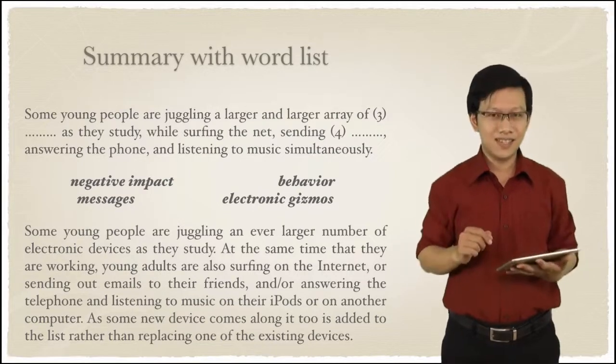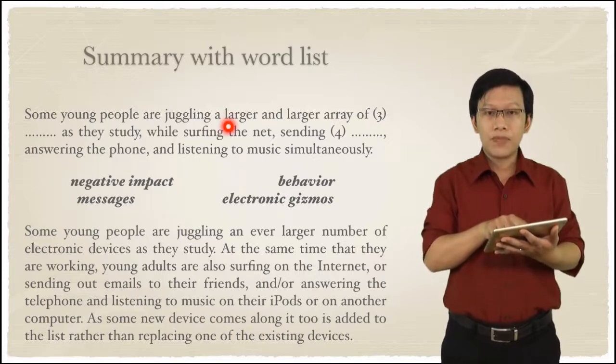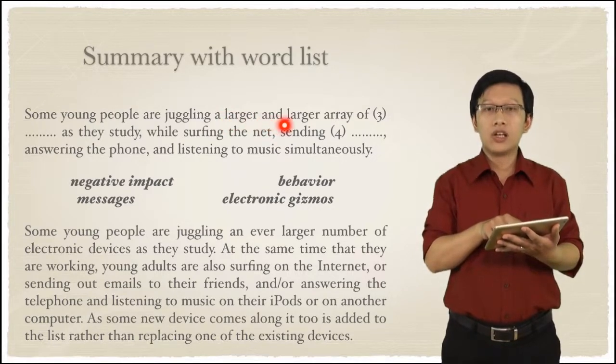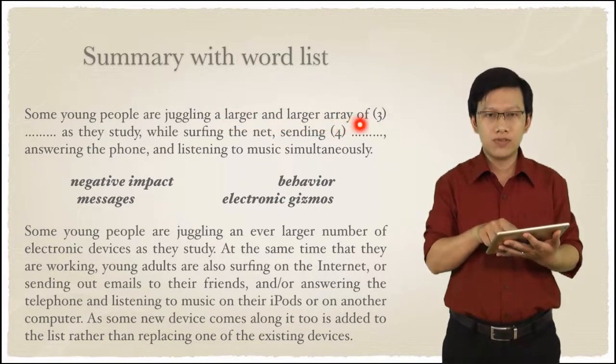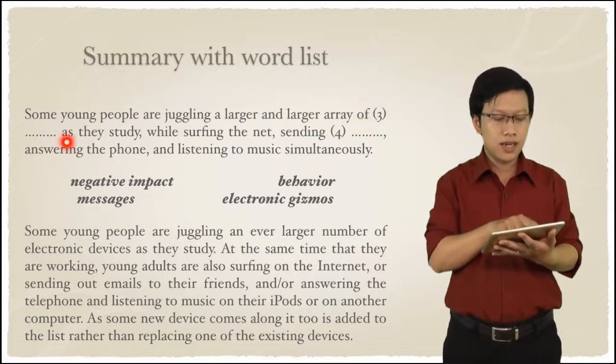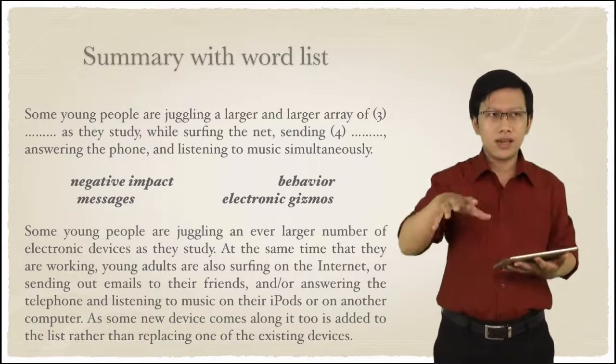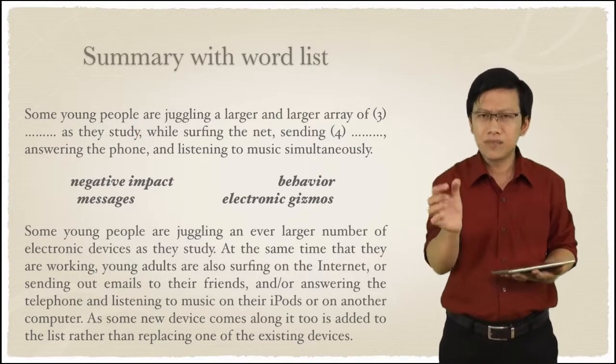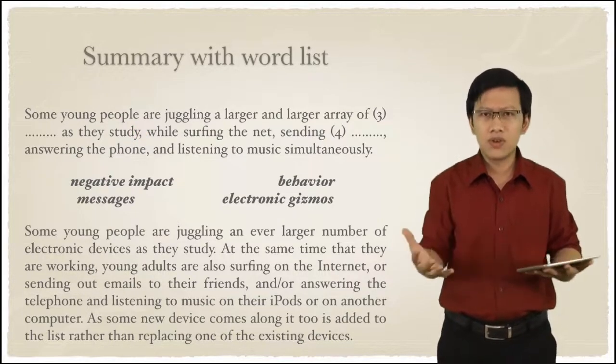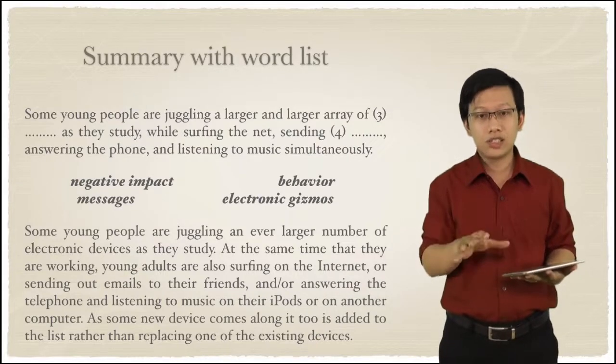Now, let's see the answer together. Firstly, for number 3, we are looking for something like a larger and larger array of something as they study. So we see that a larger array, you can guess the meaning of this. It means something like a group, right? An array of a group, and as they study.